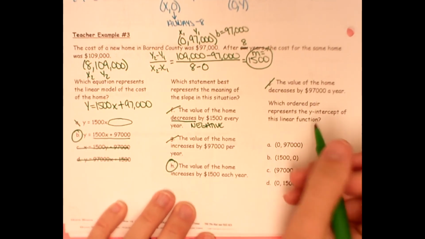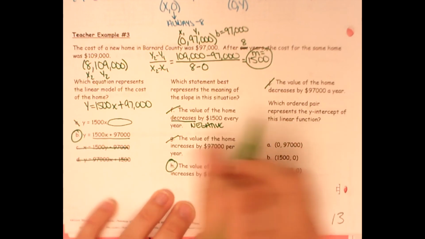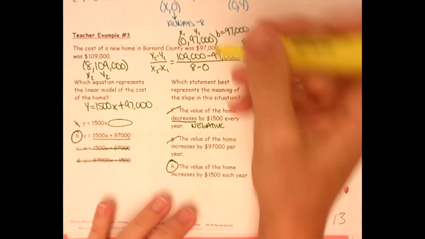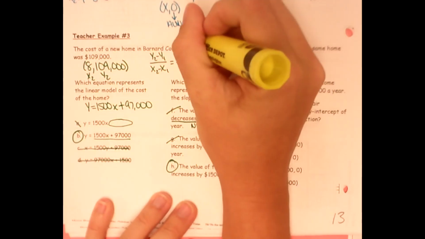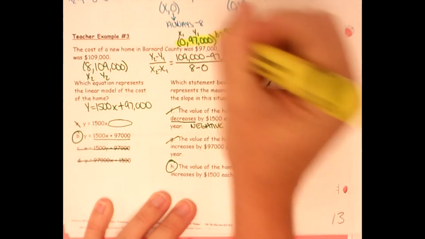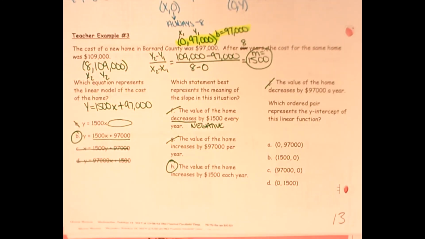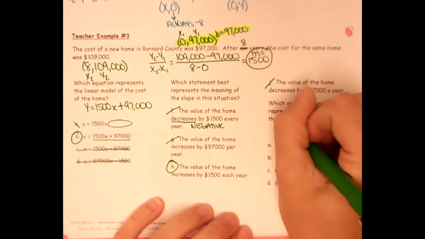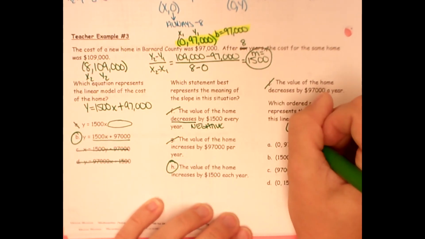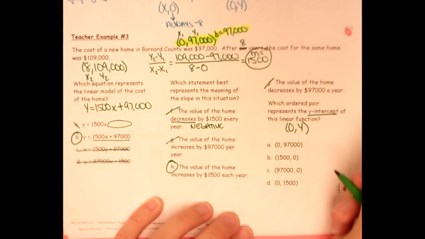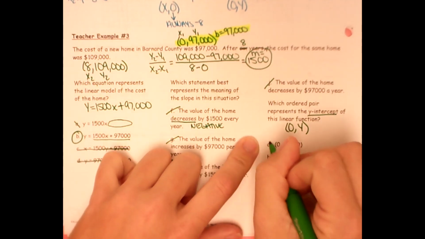Looking at the last one, which ordered pair represents the y-intercept of this linear function? Well, like we said before, remember, this is your point for the y-intercept. Sorry, the y-intercept: x is 0, and then there is a y value, so it's going to be A.